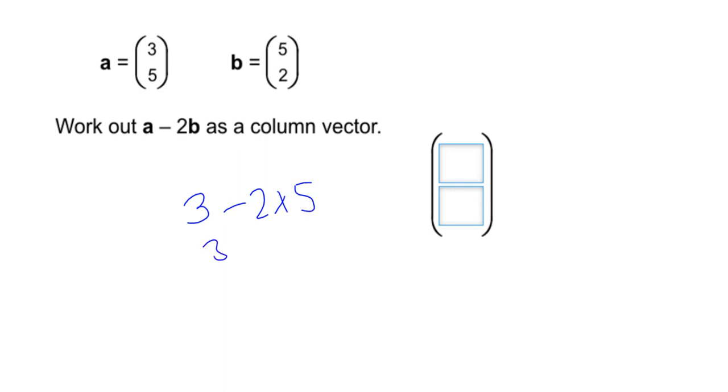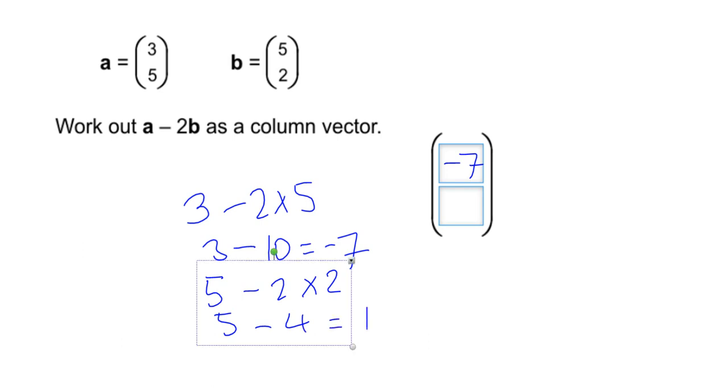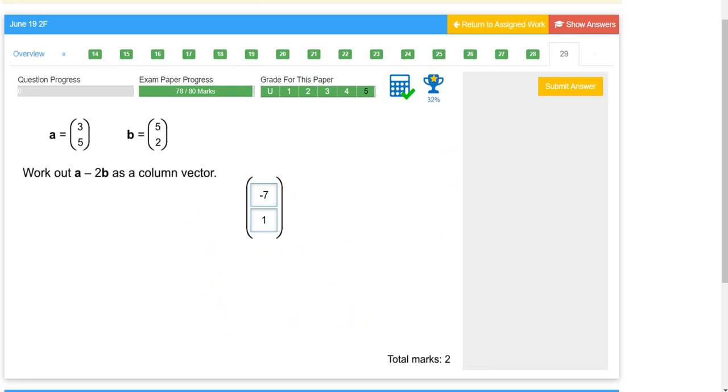So what do we have? That's 3. Using BIDMAS, take away 10. And that's going to be negative 7. Stick that to the top. That's my change in the horizontal, negative 7. And then for b, exactly the same idea. I start with 5. I take away 2 times that value, which is 2. That becomes 5 minus 4, and that becomes positive 1. So my final answer should just be negative 7 and 1. And let's hit submit answer.